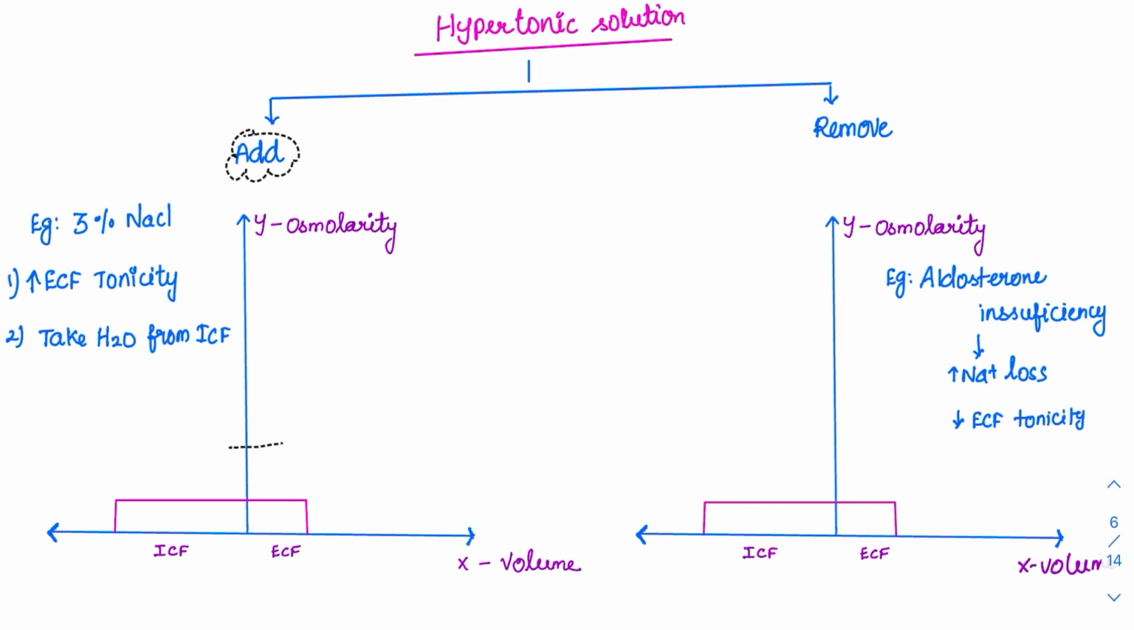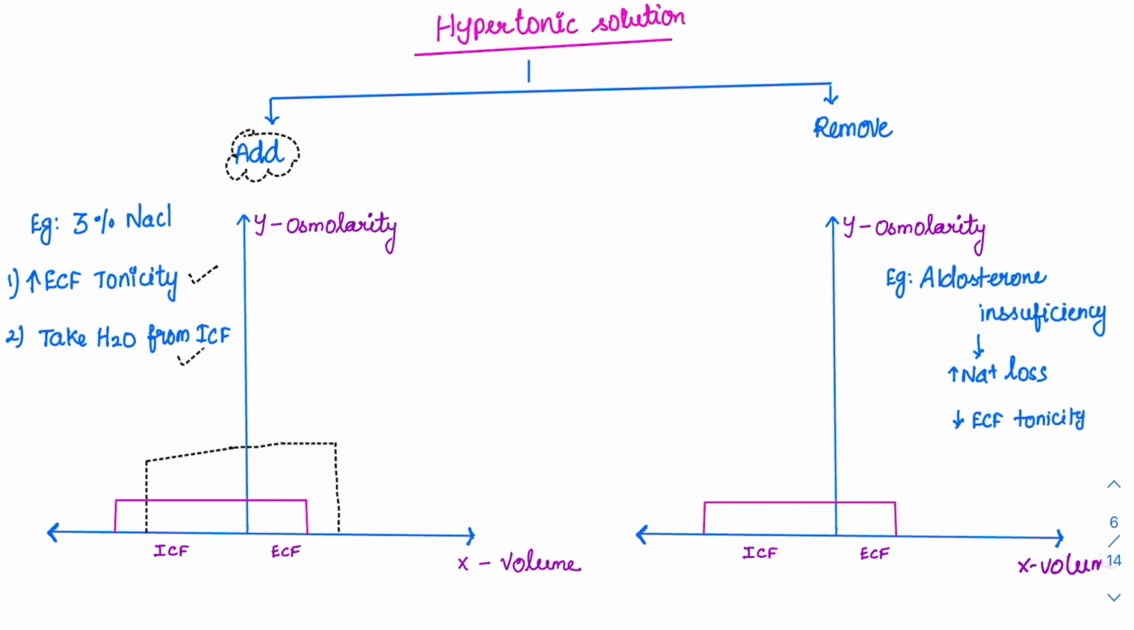What is the property of a hypertonic solution? Its property is to drag water towards it. So the ECF volume will increase. We have increased the tonicity and it is taking water from the ICF. So what will happen to the volume of the ICF? The ICF volume has to contract and come into a new, lesser state, but their final osmolarity will be the same.